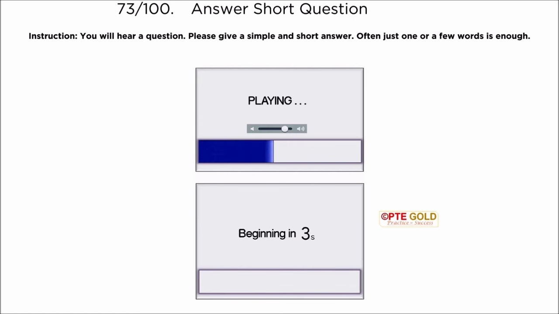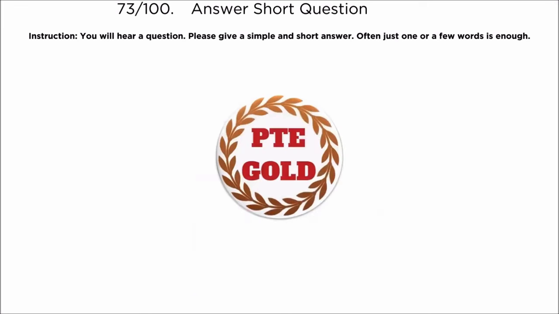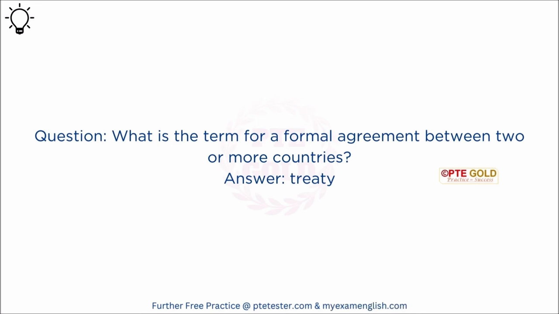What is the term for a formal agreement between two or more countries? Treaty.